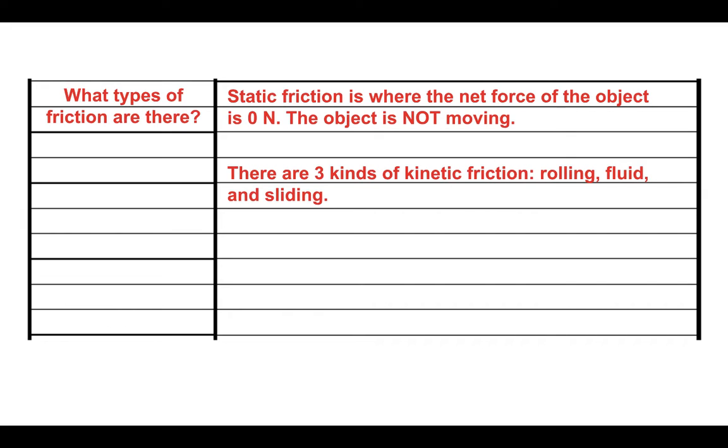So what types of friction are there? There's static friction, where the net force of the object is zero. The forces are balanced and the object is not moving. And then we talked about the three kinds of kinetic friction: rolling, fluid, and sliding.